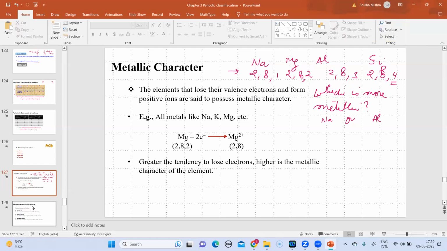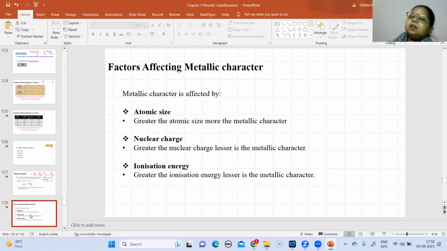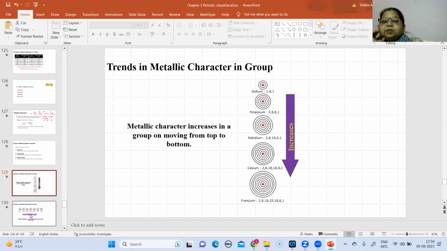Yes, ma'am. Okay. Again, the same factors. As I told you, the metallic character will be dependent upon atomic size. I think Ritika said something about it. She's correct in that. The nuclear charge, that is how closely it is associated with the nucleus, and ionization enthalpy, right? The lesser the value of ionization enthalpy, the more will be the metallic character. So this is a pictorial representation. Please remember, I always say it's a pictorial representation. Atom is not like that.